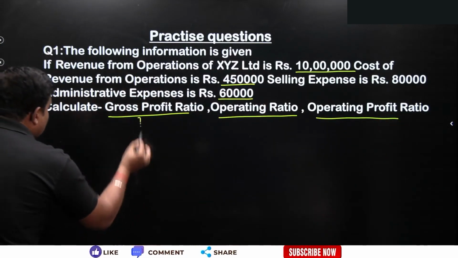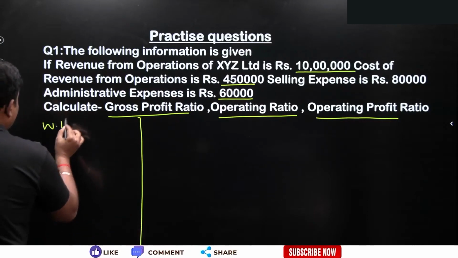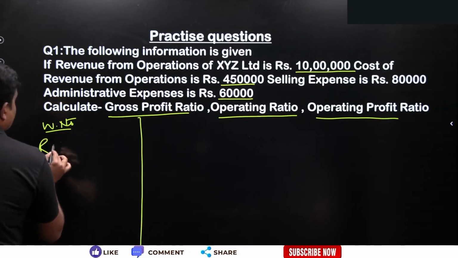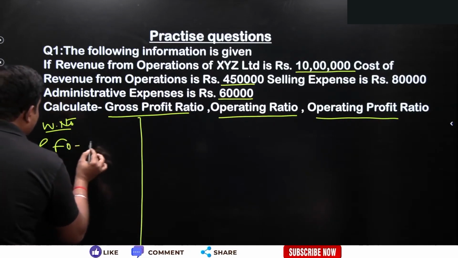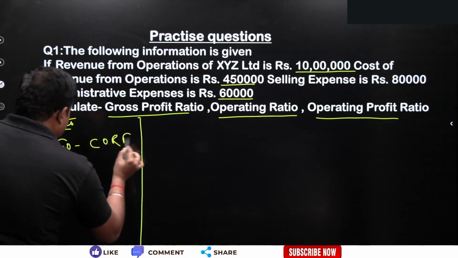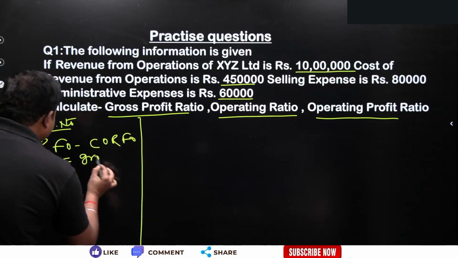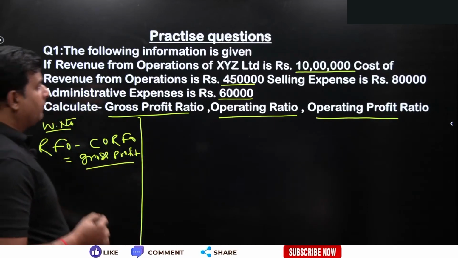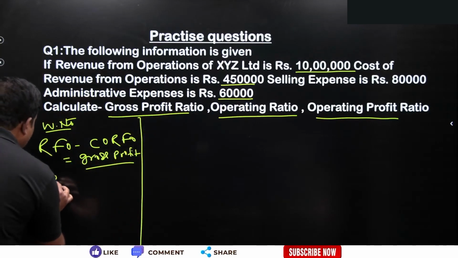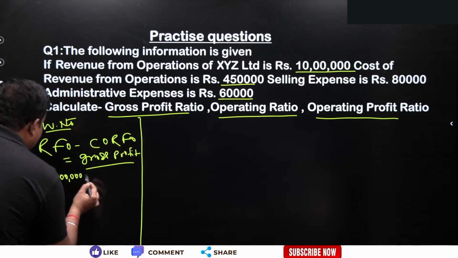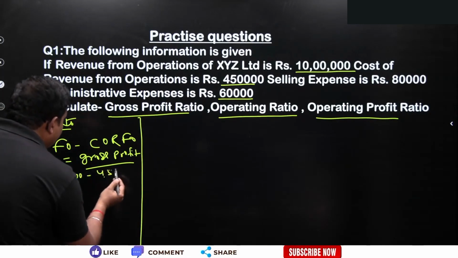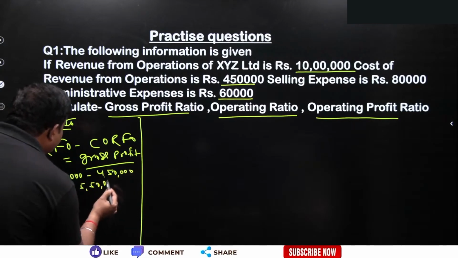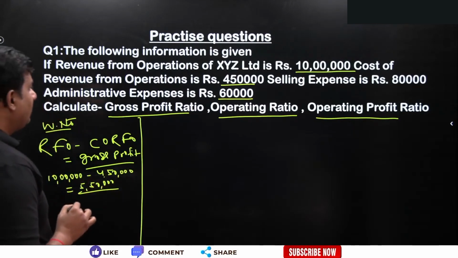So first of all, let's do the working notes. In order to calculate the gross profit, we have revenue from operation. From revenue from operation, if you subtract the cost of revenue from operation, it would be equal to your gross profit. Revenue from operation minus cost of revenue from operation will give you the gross profit. So here the revenue from operation is 10 lakh and cost of revenue from operation is 4 lakh 50,000. So it means your gross profit is 5 lakh 50,000.